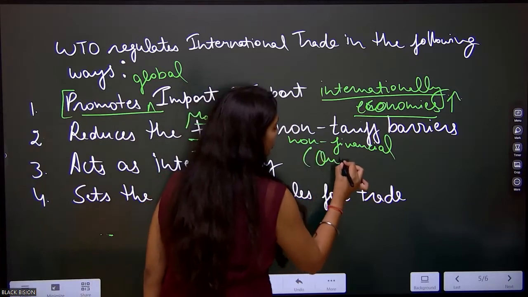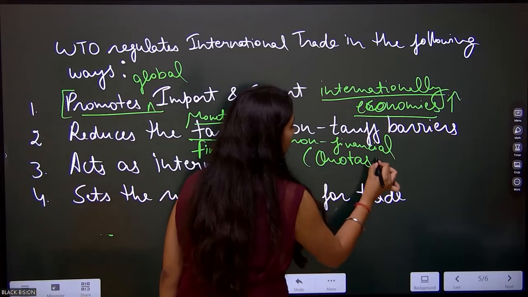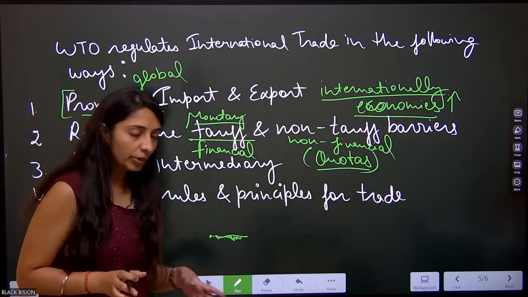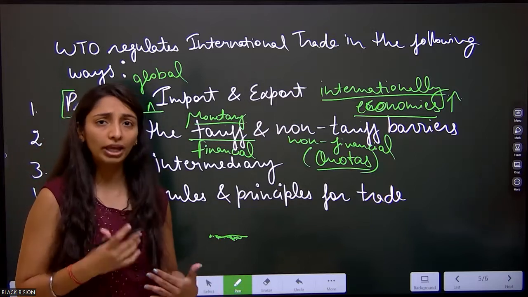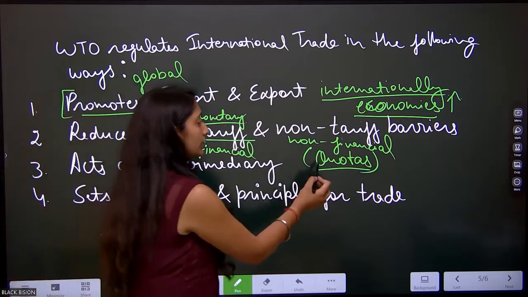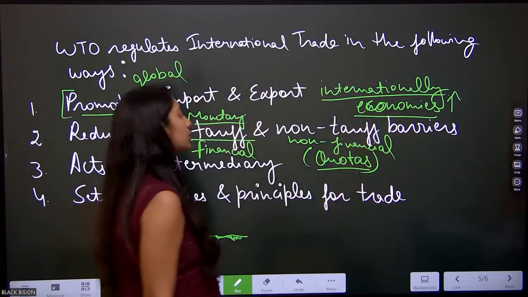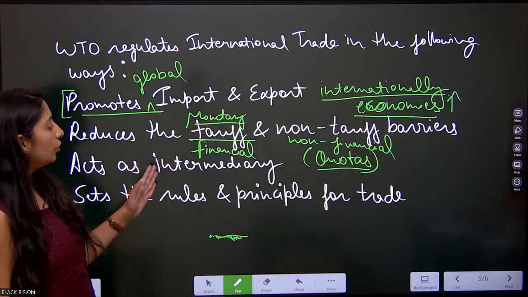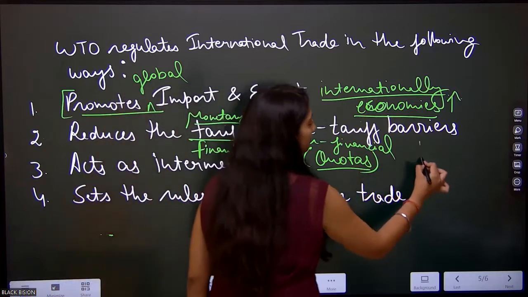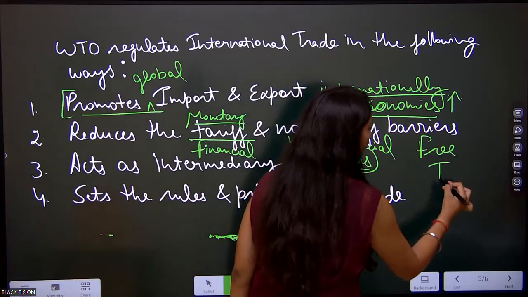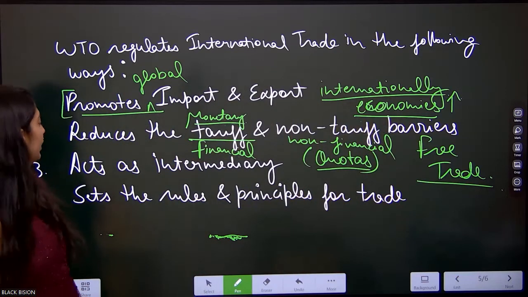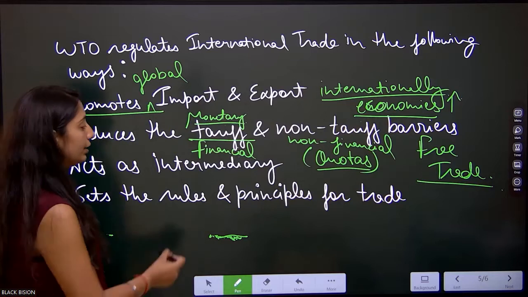An example is quota. There is a quota system where a government imposes certain limitations, so that you cannot import beyond a certain limit. So that is the quota system. They are the non-tariff barriers. So what WTO does is reduce these tariff and non-tariff barriers to promote free trade. Understood?